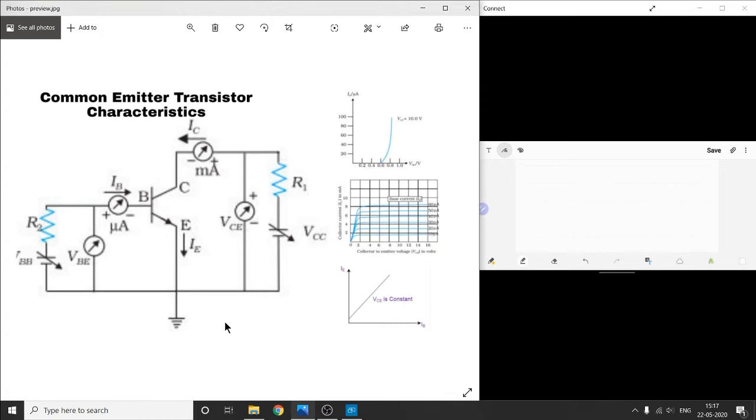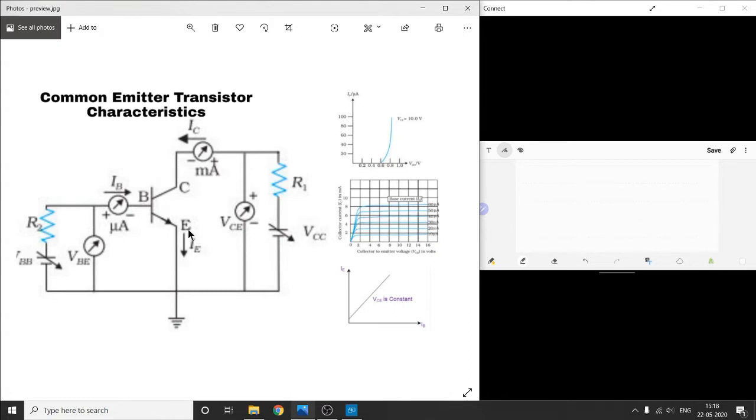The basic fundamental of this experiment is that you have to first understand what a transistor is. A transistor is a bipolar device in which you have studied the three terminals, which are collector, base and emitter, as shown in this diagram. This one is emitter, this one is base, this one is collector.